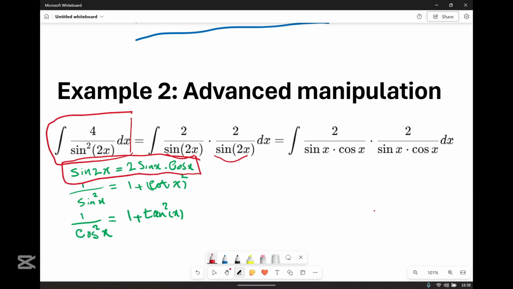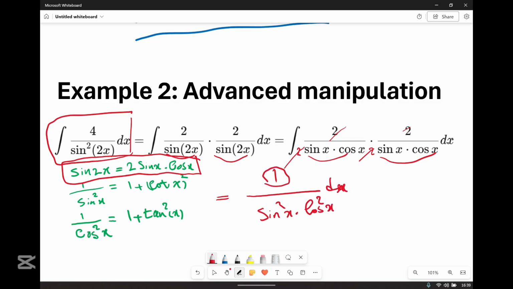Therefore, sine 2x is exactly 2 sine times cosine. I put that in here, and after that our calculation has 2 sine, and they can cancel each other, and the answer is exactly the integral of 1 over sine power 2x times cosine power 2x dx. How can I write this? It is sine power 2 plus cosine power 2.